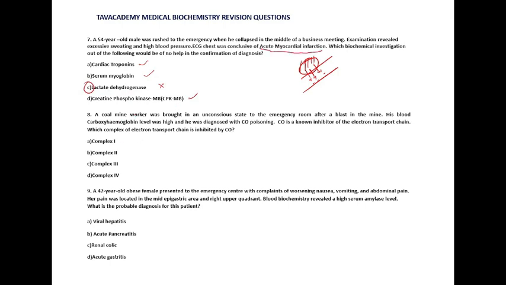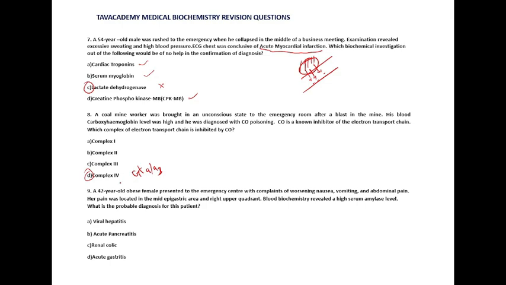Question 8 says, a coal mine worker was brought in an unconscious state to the emergency room after a blast in the mine. His blood carboxyhemoglobin levels were high and he was diagnosed with carbon monoxide poisoning. Carbon monoxide is a known inhibitor of the electron transport chain. Which complex of the electron transport chain is inhibited by carbon monoxide? The answer is complex 4, also called cytochrome aa3. So that is the complex inhibited by carbon monoxide.